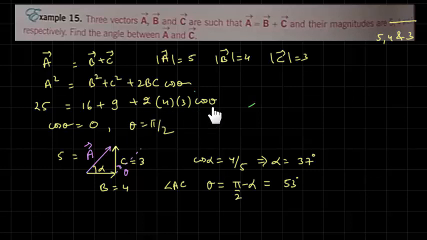So this gives cos theta is equal to 0, that means theta is equal to pi by 2, therefore it is a right angled triangle. So the angle between b and c is 90 degree. So if this is b, then this will be the c, so angle between b and c is 90 degree. So this will be your b plus c, which is a vector. So he is asking the angle between a and c.